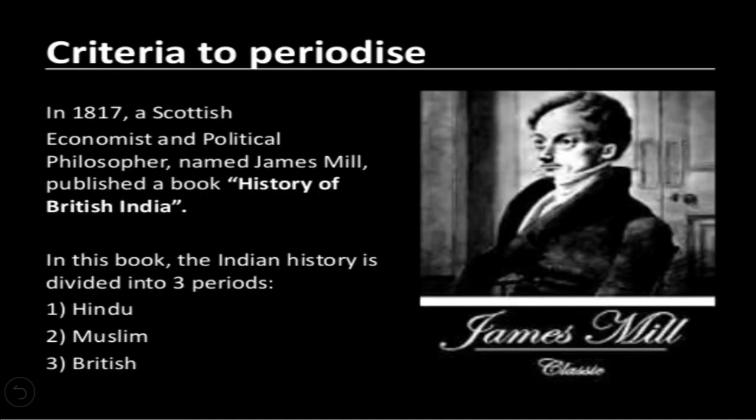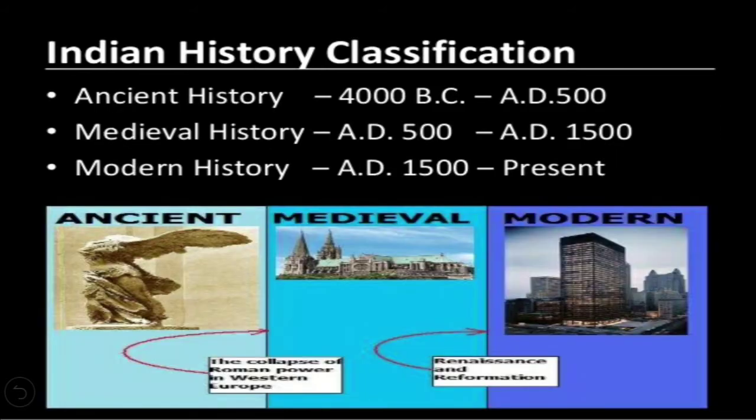So children, let's take a quick view as to how James Mill divided the history. In his book, History of British India, he divided history into three periods. He divided history on the basis of religion: Hindu, Muslim and British. But the Indian historians divided history on the basis of timeline: ancient history, medieval history and modern history.